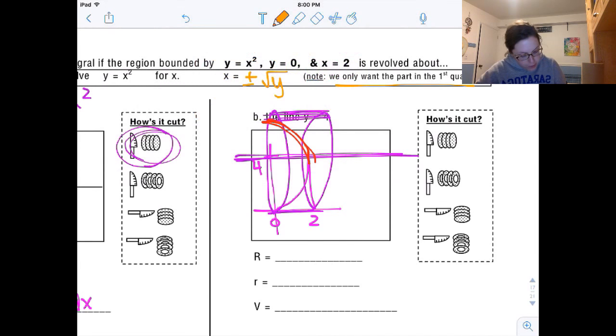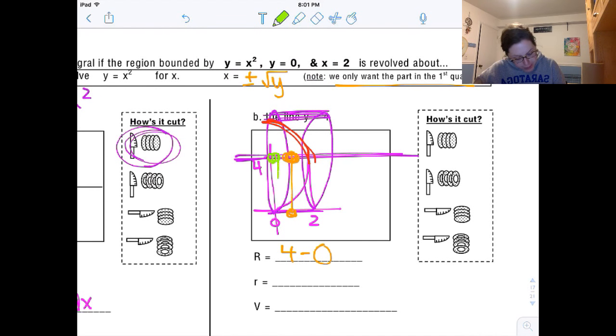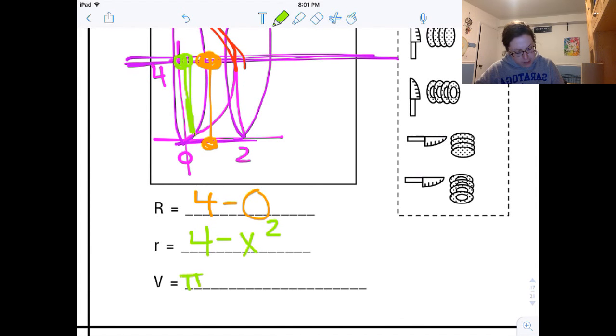So from the axis of rotation to the outer part, that is your outer radius, which is 4, minus that, which is 0. Your inner radius, you're going from your axis of rotation to this inner part, which is the curve. So you're doing 4 minus x squared. So this is going to be pi times the integral from 0 to 2 of your outer radius squared minus your inner radius squared dx.